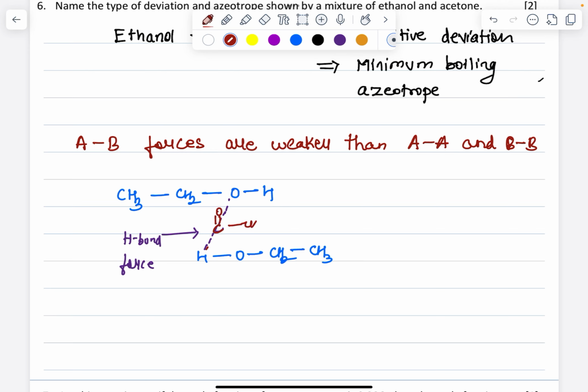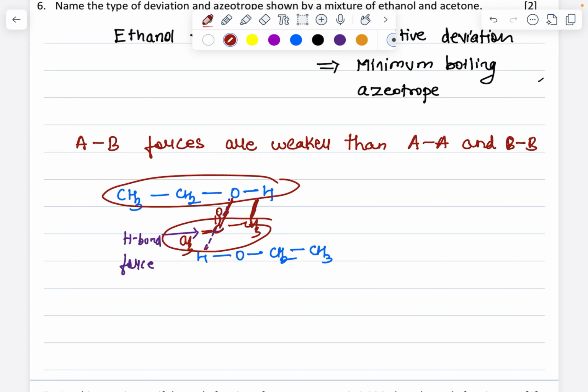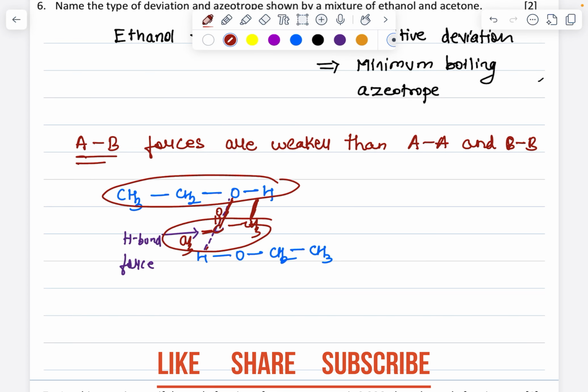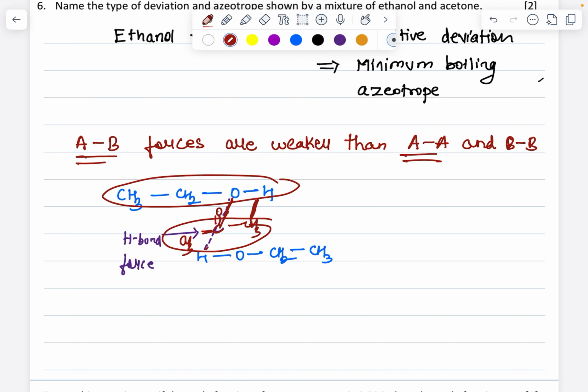Acetone decreases the intensity of the force between two ethanol molecules, and it forms a new force, which is a dipole-dipole force. This is our A and this is our B component, so the AB force is a dipole-dipole force which is weaker than AA. Earlier it was A and A, which was a stronger force, the hydrogen bond force. This new dipole force will be weaker than the BB dipole force, right?